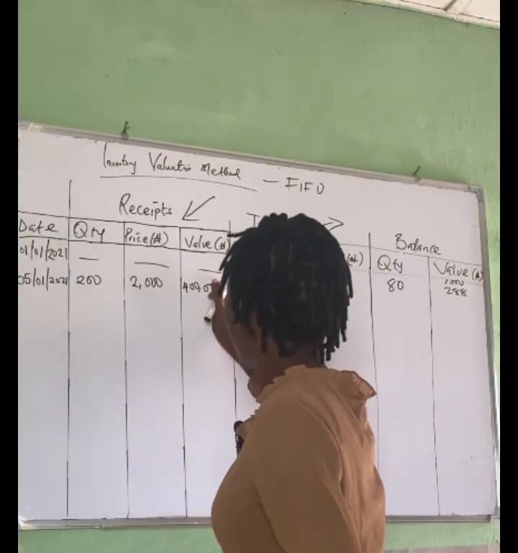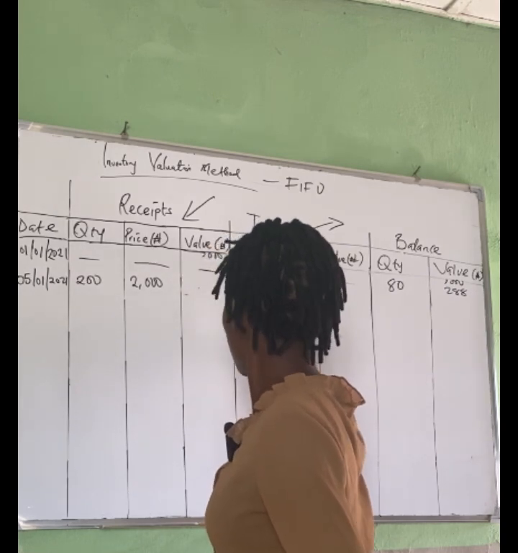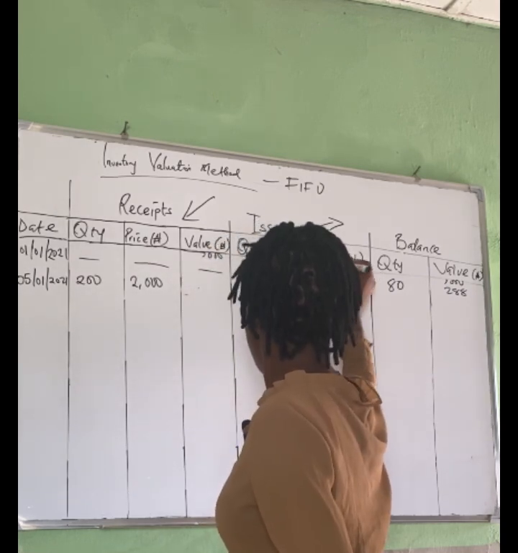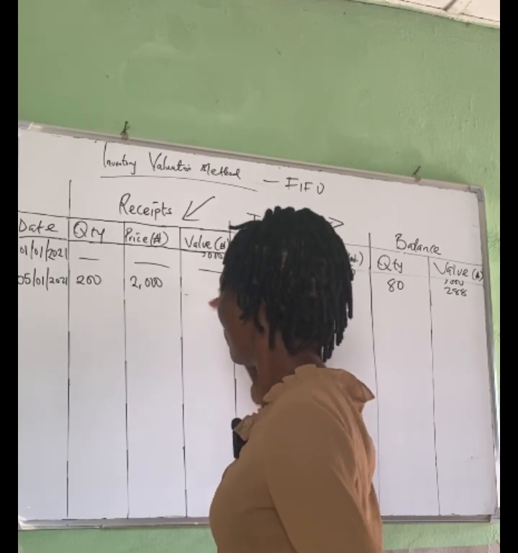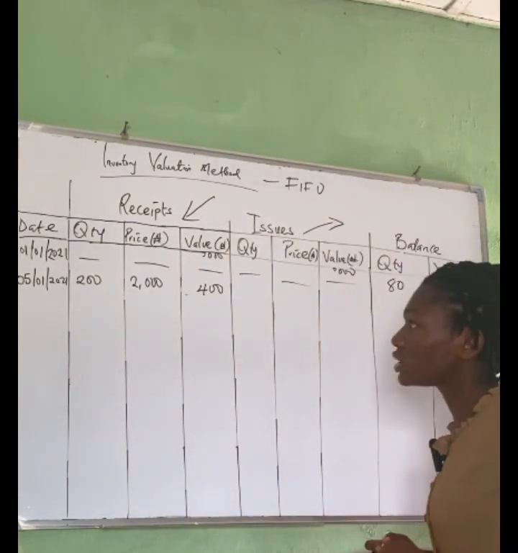400,000, okay. Like I said, I want to be working with suspended zeros, so let me also include that here. So instead, we'll be writing 400, okay, for 400,000 naira.